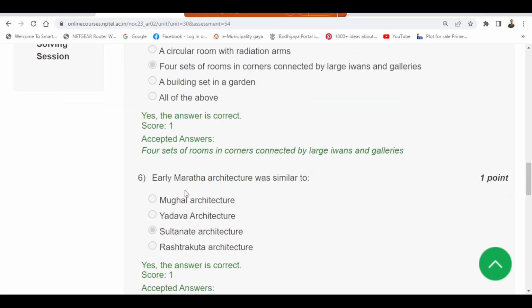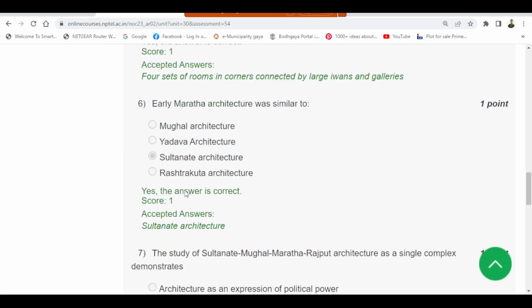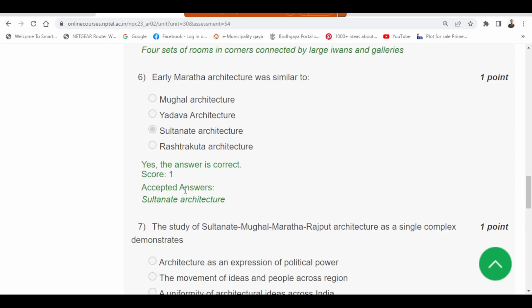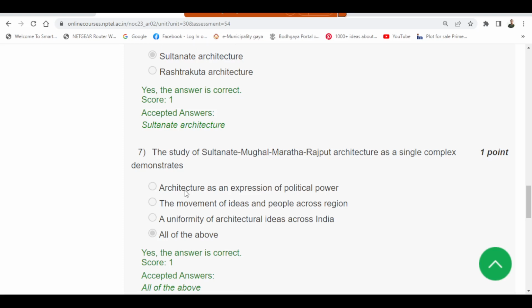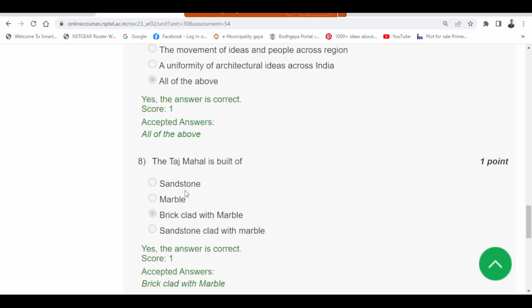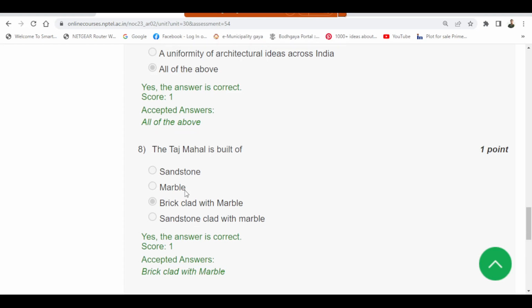I might have shown you the plan for this. Earlier Maratha architecture was similar to Sultanate architecture. The study of Sultanate, Mughal, Maratha, Rajput architecture as a single complex demonstrates all of the above: the architecture as an expression of political power, the movement of ideas and people across regions, and the uniformity of architectural ideas across India. The Taj Mahal is built of sandstone, marble, brick clad with marble, or sandstone clad with marble. Of course, the answer is brick clad with marble. The outer skin is marble and the structure is made of brick.